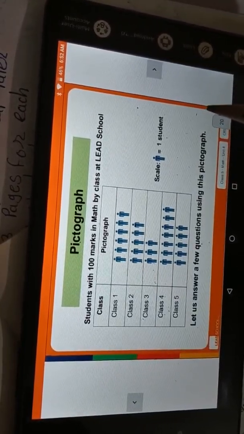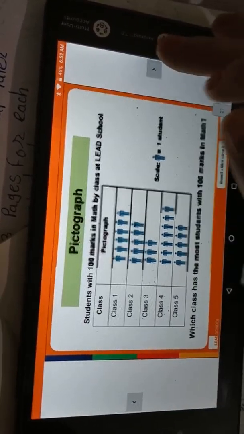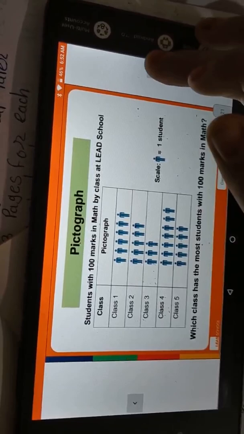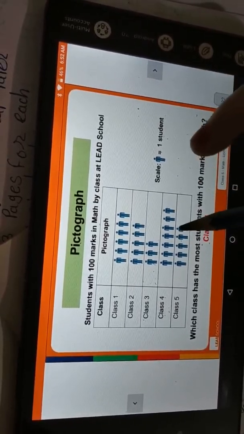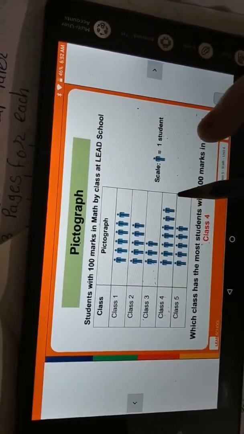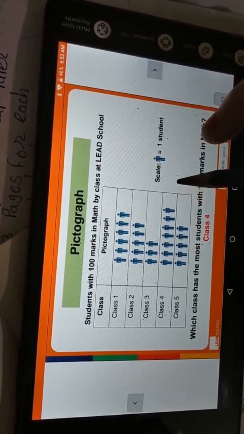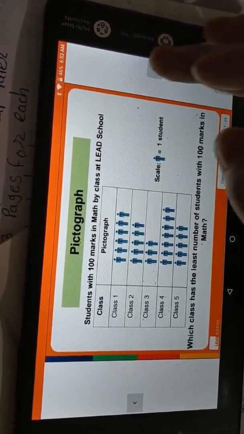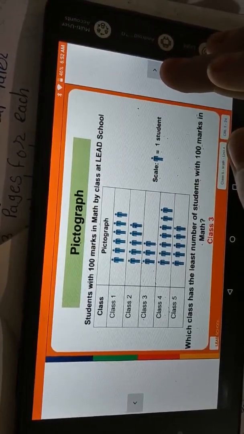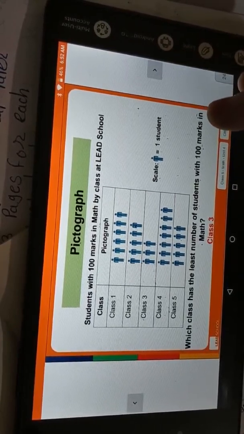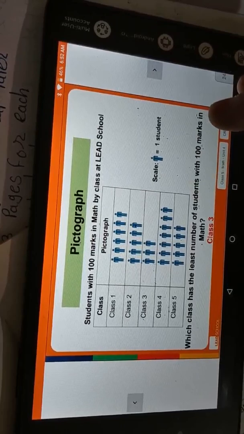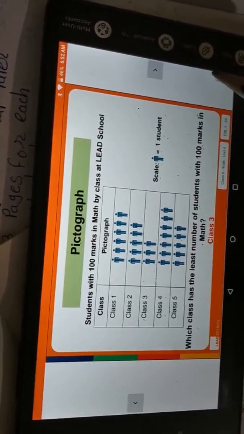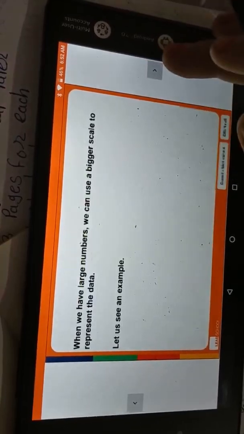Next, now here we have to answer some questions. Which class has the most students with 100 marks in the maths? That one is class 4, because there are 7 students. Then next question: which class has the least number of students with 100 marks? So class 3.